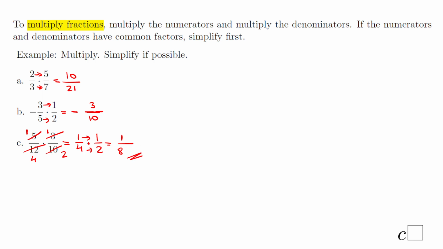And that's it. If you multiply first, 5 times 3 is 15, and 12 times 10, 120, then you have to simplify by 15, and you're gonna get still 1 over 8. I think it's better to simplify first.